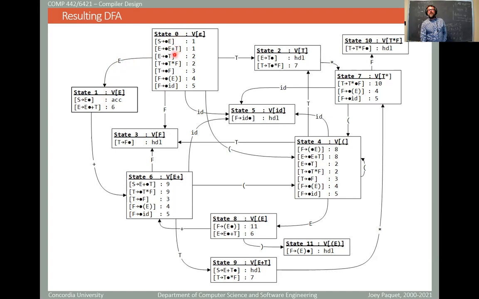If I'm in state 0 and I parse a T, then I go to state 2. If I parse an F, I go to state 3. If I parse an open parenthesis, I go to state 4. If I parse ID, I go to state 5. This is how you determine the transitions between your states. Now the trick is, how do you determine your item sets?